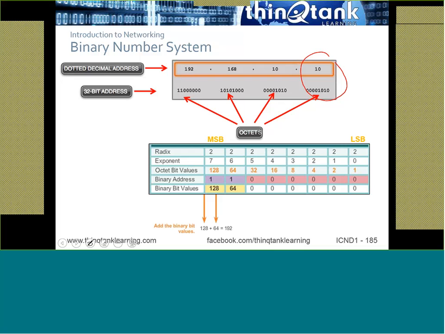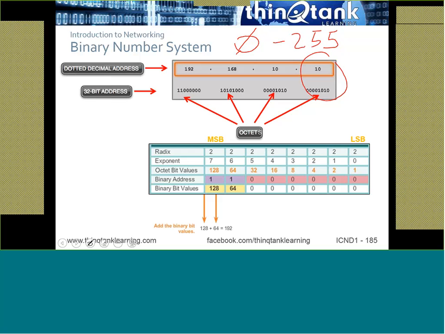Now let me repeat my question. Because this is an octet, what is the lowest decimal value I can have? The lowest decimal value I can have represented in an octet is 0. The highest decimal value I can have in an octet is? Right. There are 256 possible values that we can have in an octet. 0 is inclusive. All right?